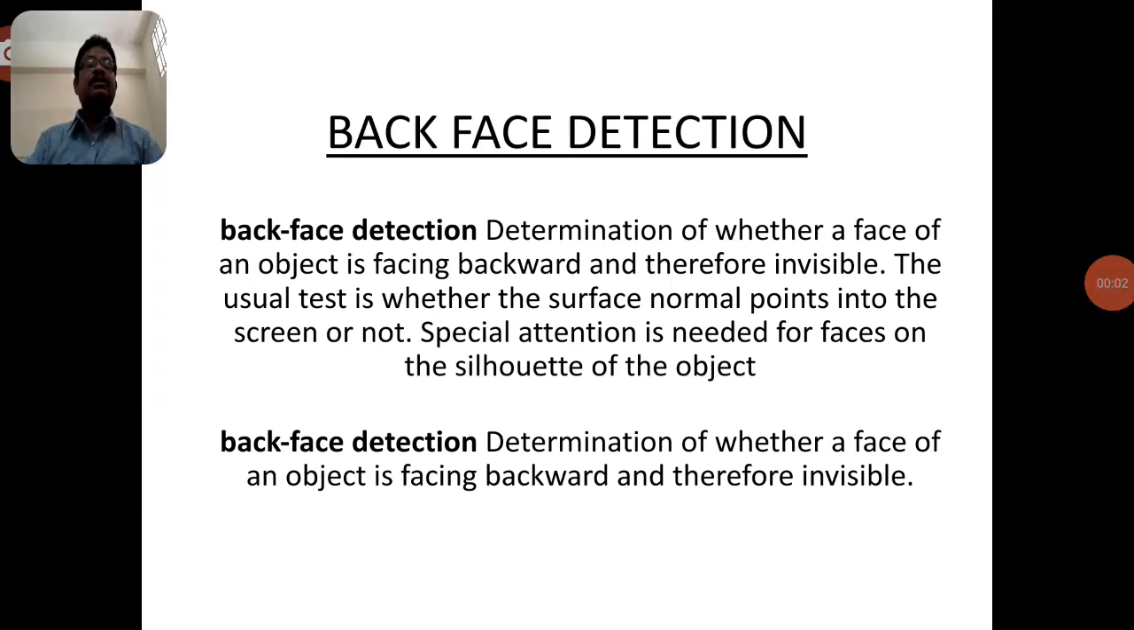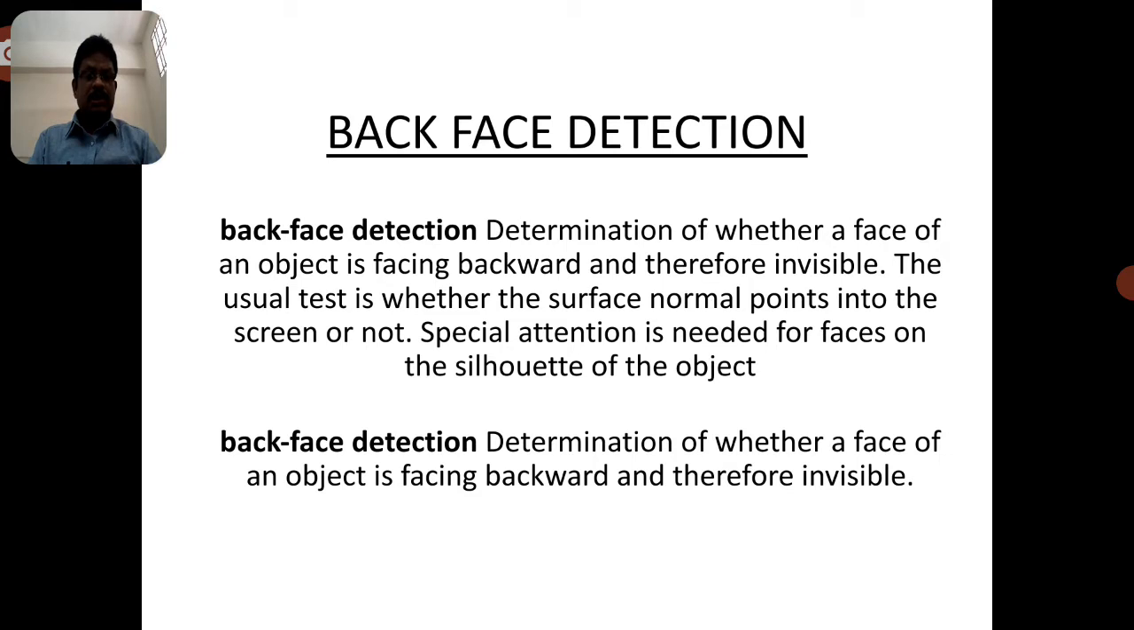Hi students, today I am going to explain the concept of back face detection. This is the most important algorithm among the surface detection algorithms. In visible surface algorithms, whatever image is on the back side is invisible. Back face detection determines whether a face of an object is facing backward and is therefore invisible.